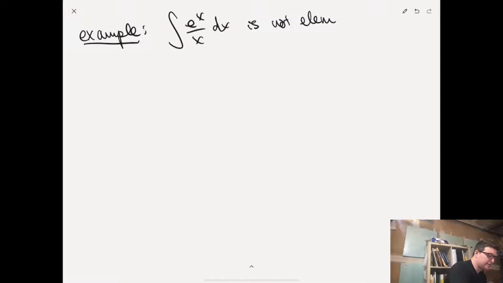Okay, and then this example is going to give a bunch of other examples by integration by parts and by u substitution. So I'm just going to give 2 examples like that. So this integral here of e to the x over x dx is not elementary. All right, so this one's a little bit more involved, but to prove this, we use Liouville's criterion.